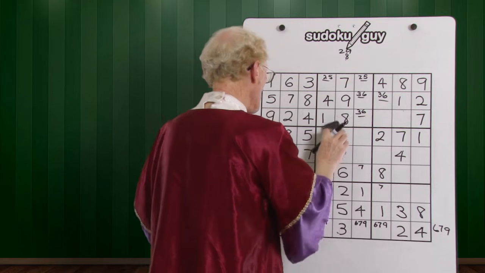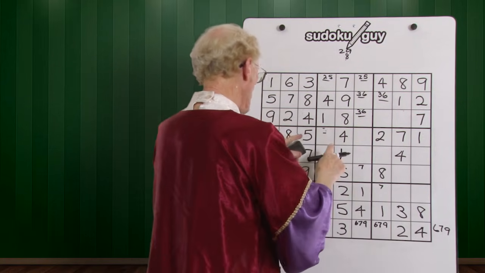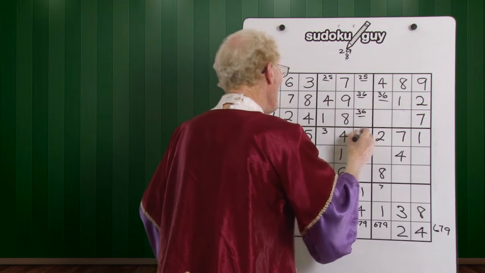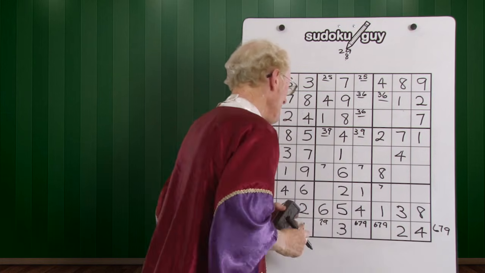There's an 8 here. 3, 9, I think. 1, 2, 3, 4, 5, 6, 7, 8. It's a 3, 9 we're missing. Okay, 3, 9, 3, 9. Well, that's going to help us. Now let's push on.